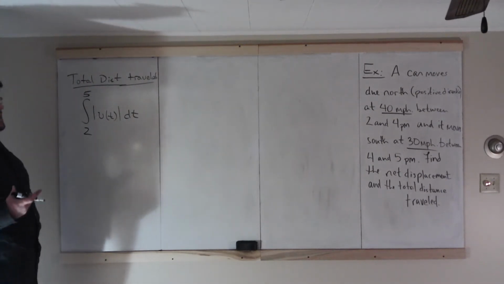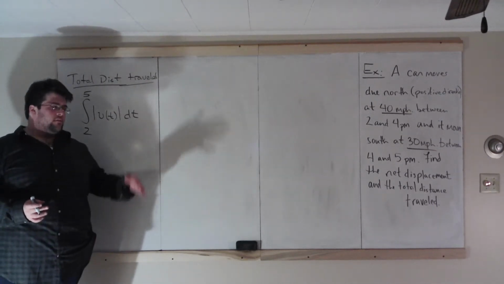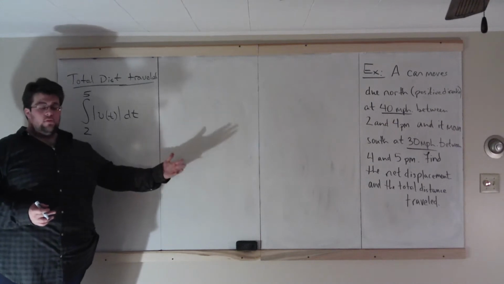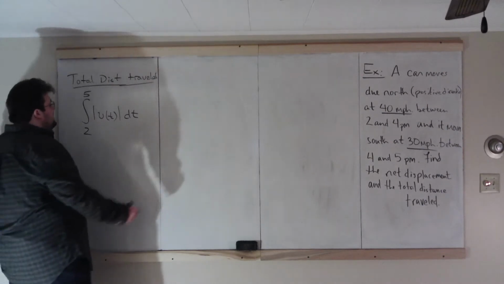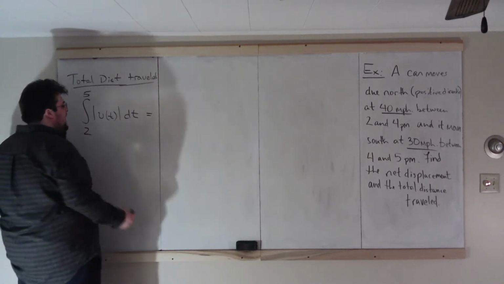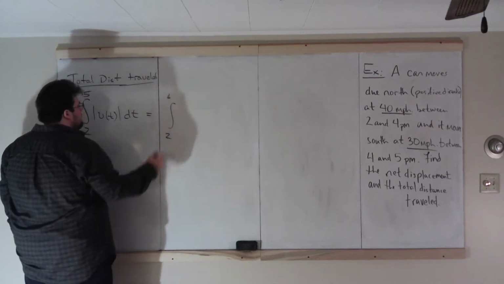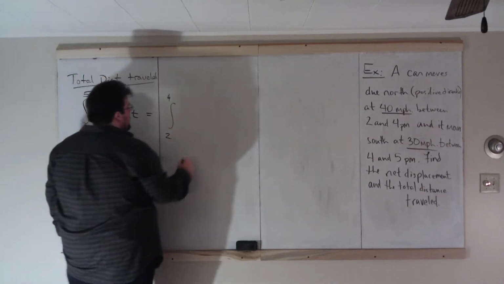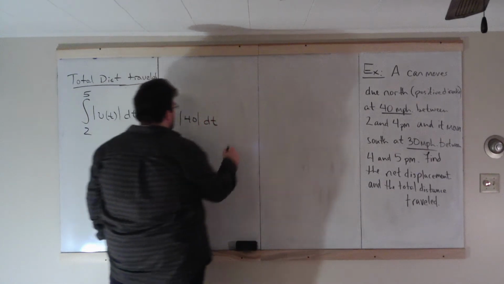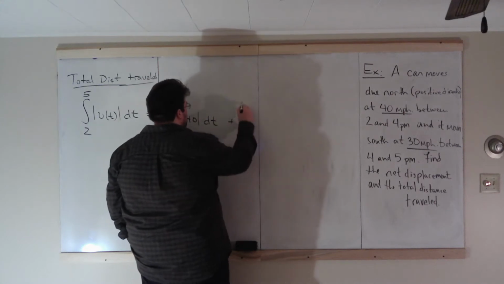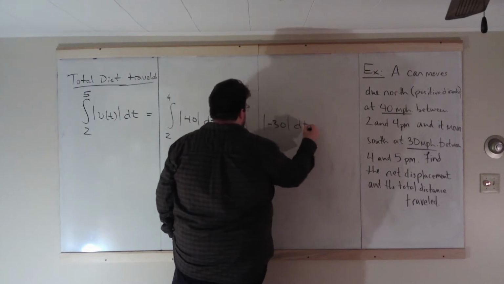In both of these computations, you could have zeroed out your time at 2 o'clock and made it from 0 to 2, and then from 2 to 3. I'll stick with 2 to 5, I guess. And how are we going to do this? Well, again, our velocity function is defined in pieces. It's defined as 40 from 2 to 4, and it's defined as negative 30 miles per hour from 4 to 5.